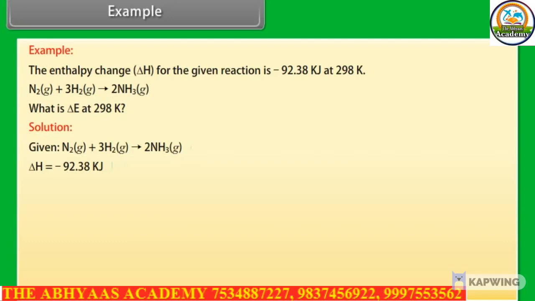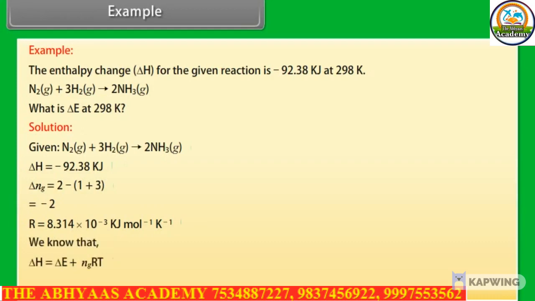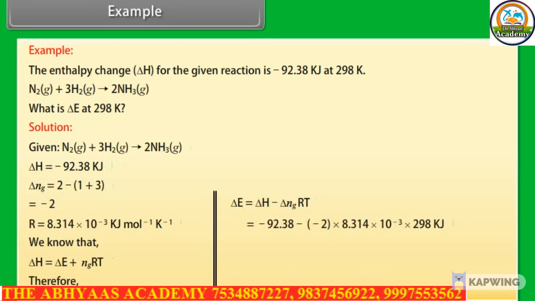Here the given values are delta H equals minus 92.38 kilojoule. Delta Ng is equal to 2 minus 1 plus 3 equals minus 2. R equals 8.314 into 10 raised to the power minus 3 kilojoule per mole per Kelvin. We know that delta H is equal to delta E plus delta NgRT. Therefore, delta E equals delta H minus delta NgRT. Now we put the values in the equation and calculate. We get the result delta E equals minus 87.42 kilojoule. Hence, the value of delta E is minus 87.42 kilojoule.